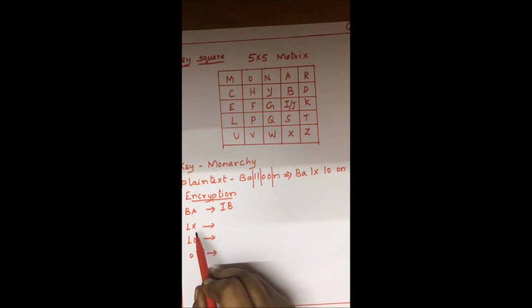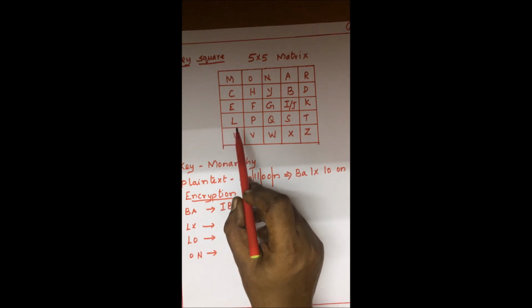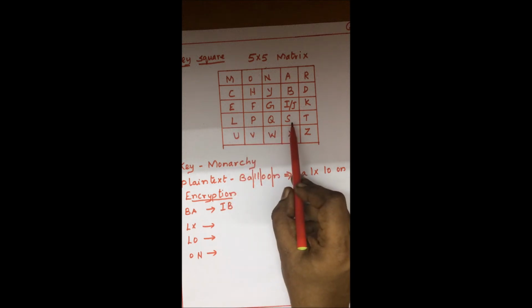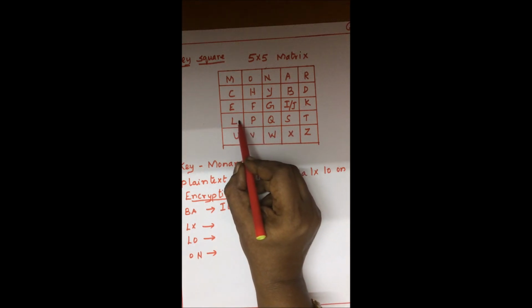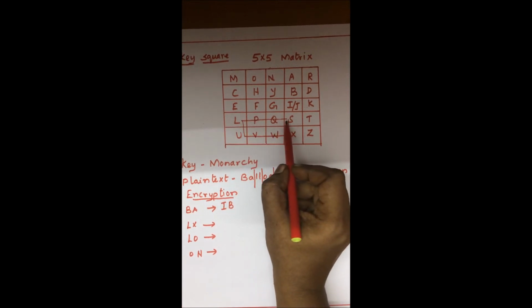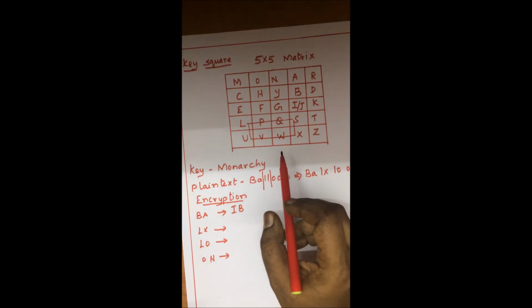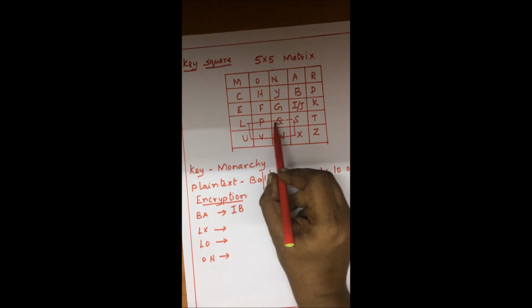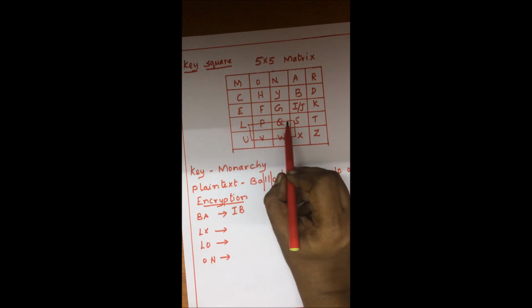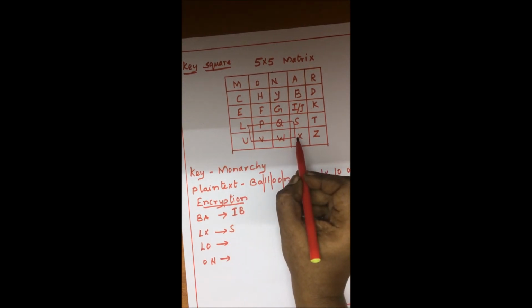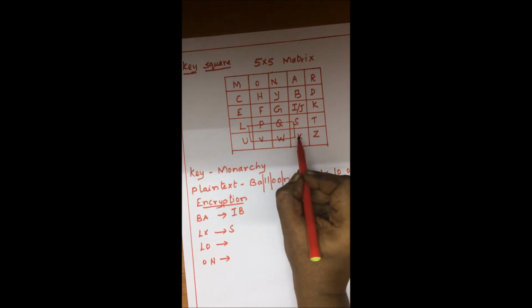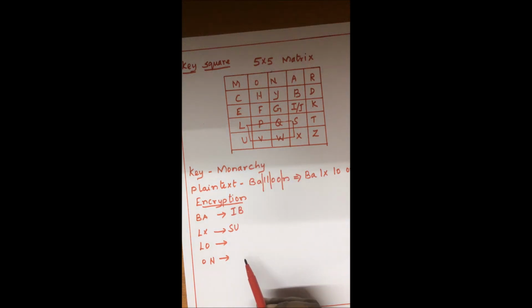The next pair is LX. Identify where L and X are. L is in this row and X is in another row. So they are not in the same row or in the same column. So draw a rectangle. And then you have to take along the horizontal line. If we move along this horizontal line, in the corner you can find the alphabet S. So instead of L, the letter will be S. And if we move along this horizontal line, you can find in the corner the alphabet U. So instead of X, you have to put U.